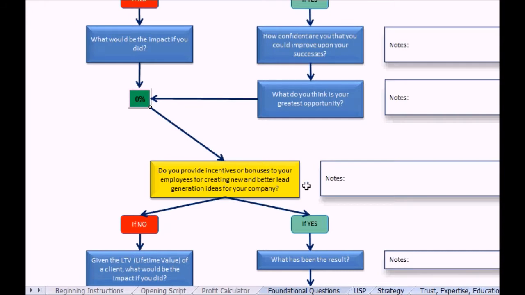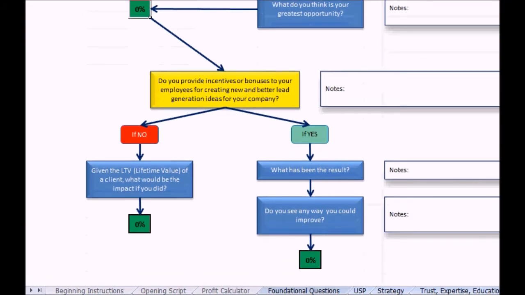Do you provide incentives or bonuses to your employees for creating new and better lead generation ideas for your company? Think about this. If you go back to lifetime value, and maybe the lifetime value of your client is $1,000 for one single customer. Well, wouldn't it be worth it to give one of your employees a $100 bonus or a prize if they came up with a great way of getting new clients? I mean, it seems like a no-brainer, as they say. So you give $100 and you get $1,000. You could do that every day.